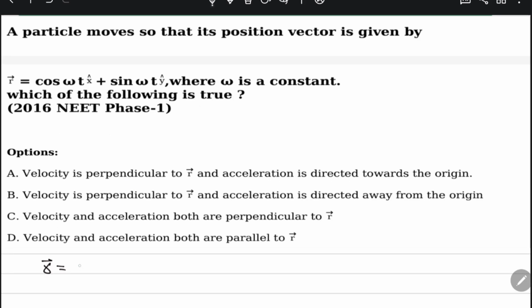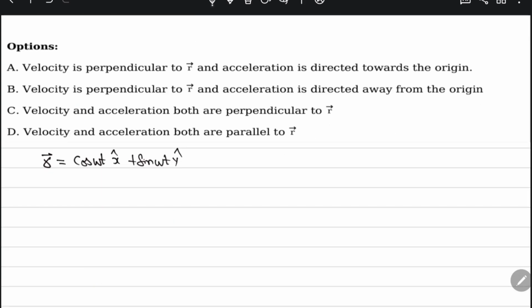They have given the position vector cos omega t x cap plus sine omega t y cap. So they are asking the velocity vector. Velocity vector is basically minus omega sine omega t x cap plus omega cos omega t y cap. And then after that, they are saying that velocity is perpendicular to position vector, so we can find if their resultant comes out to be 0.